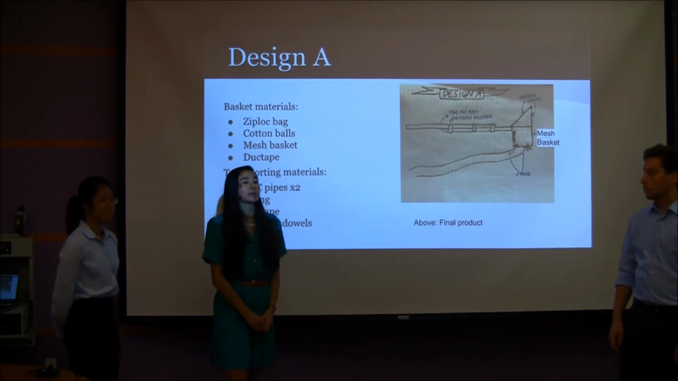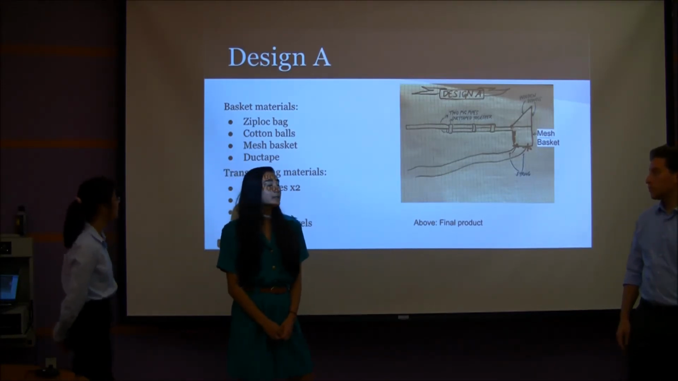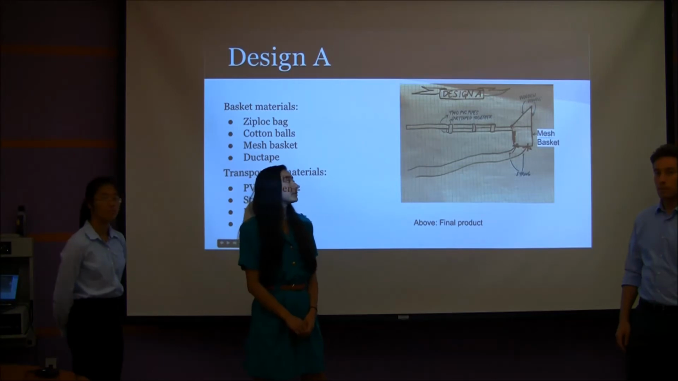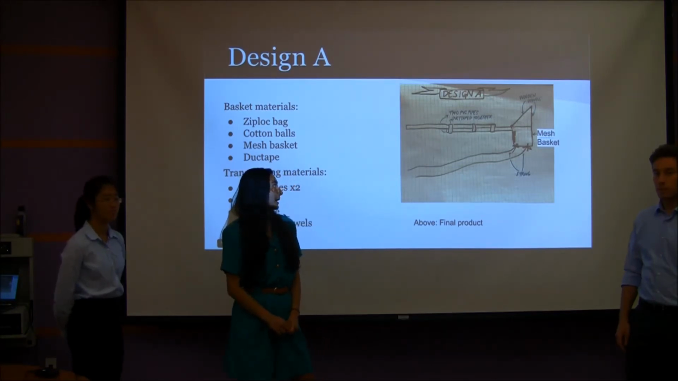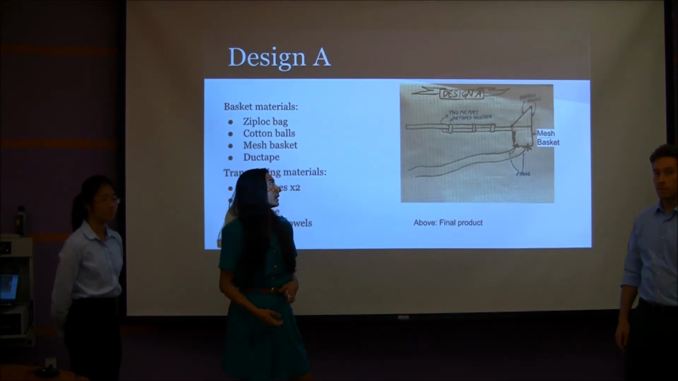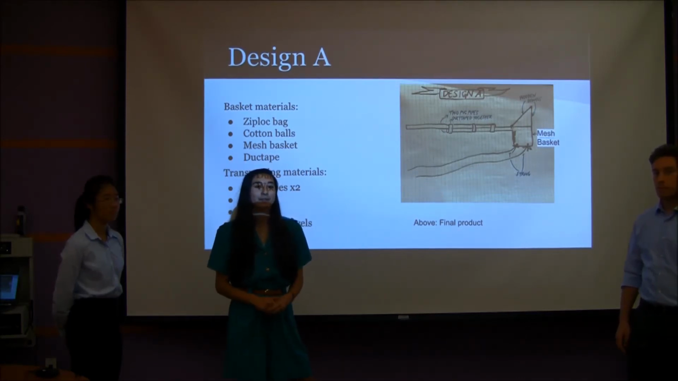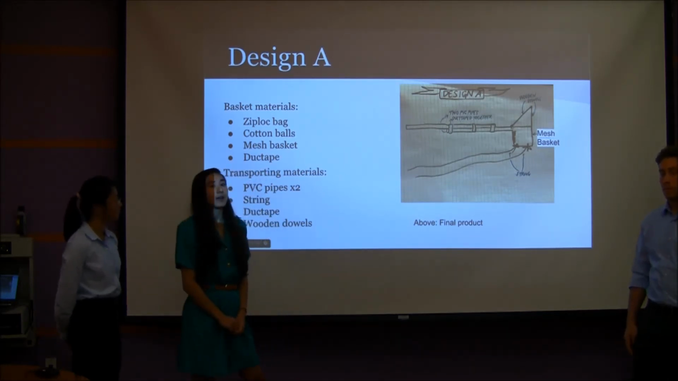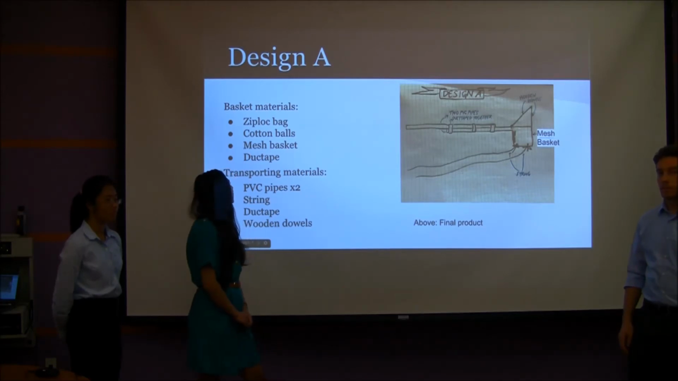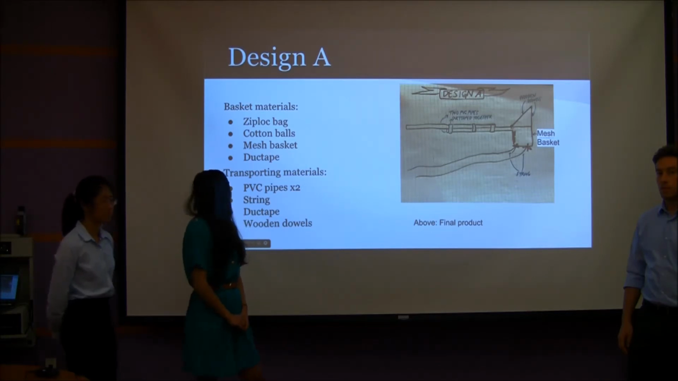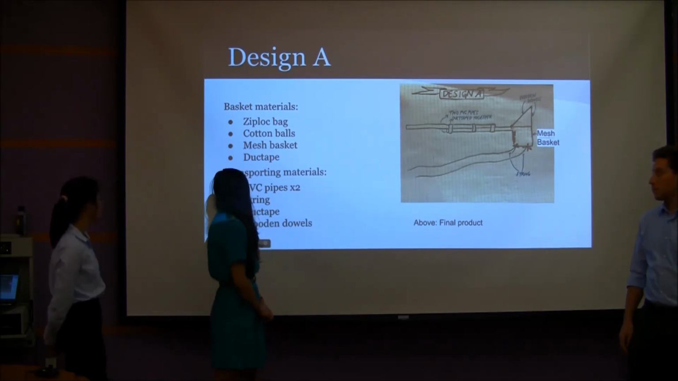Design A involves 2 PVC pipes attached to a pouch at the end of the pipes, in which we would put a Ziploc bag filled with cotton balls and the egg. There would be 2 strings attached to the bottom of the mesh basket. Once the basket is above the bucket, we would release the 2 strings, and then hopefully the Ziploc bag with the egg would fall safely into the bucket. Basket materials include the Ziploc bag and the cotton balls to hold the egg, a mesh basket, and duct tape. The transporting materials involve 2 PVC pipes, string, duct tape, and wooden dowels.